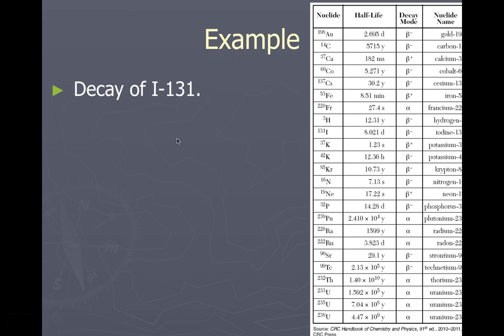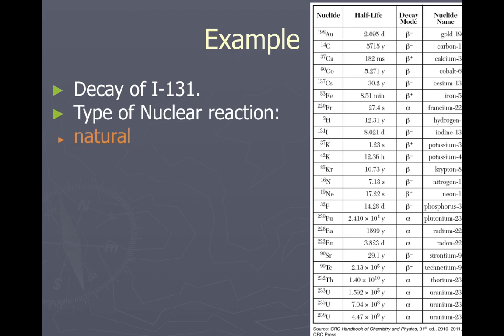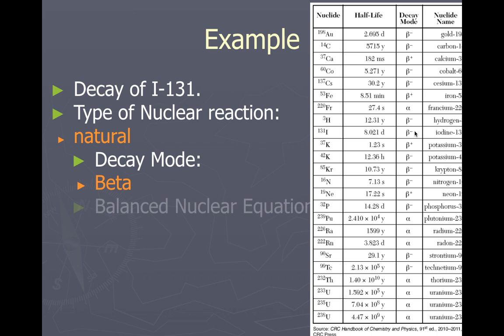Okay. So let's take a look at iodine 131. It's used to treat thyroid cancer or thyroid disease. Okay. All of these are natural decay, natural transmutation. The decay mode for iodine 131, go look it up. Here it is. And it's beta. This is a beta decay.